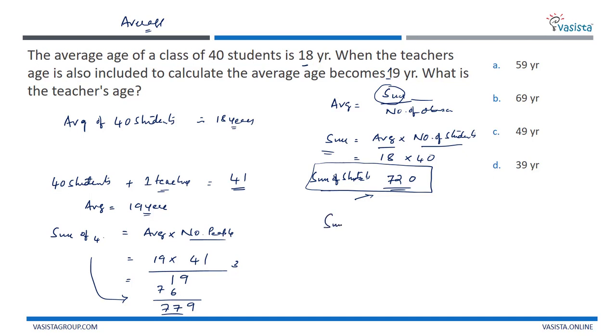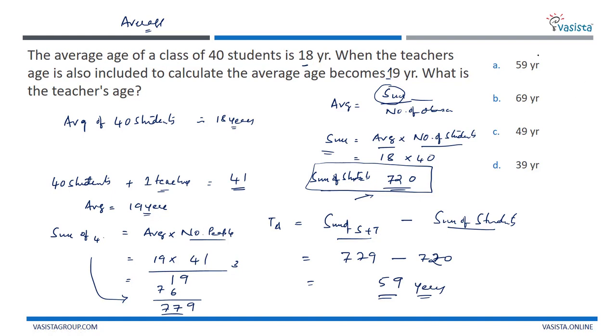So sum of students plus teacher minus sum of students will give the teacher's age. Correct? So sum of students plus teacher is 779 minus sum of students is 720. Correct? Now subtract this. 9 minus 0 is 9, 7 minus 2 is 5, 7 minus 7 is 0. So the teacher's age is 59 years. The answer here is A.